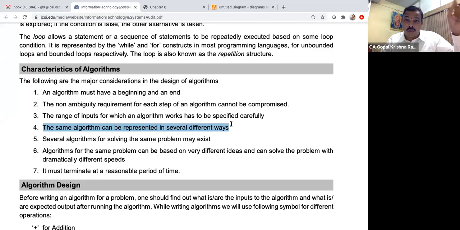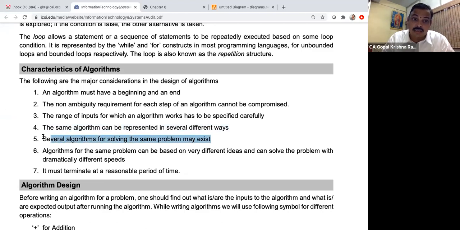One guy has written 28 lines. Another guy has written 8 lines. The 28 line program, oh, he has given a complicated algorithm. The other has given a simple algorithm. For a complex situation, giving a simple algorithm is the most complex thing. Please understand. So that is the best algorithm. So several algorithms for solving the same problem may exist. That is why I said this. And it must terminate in a reasonable period of time.